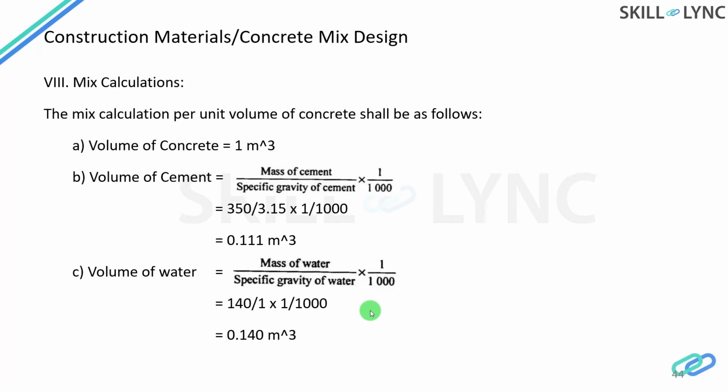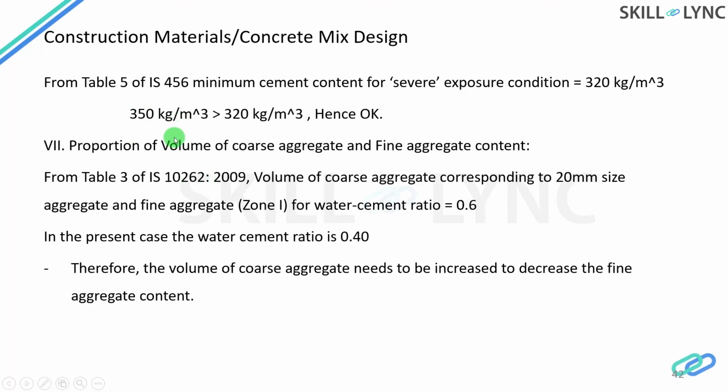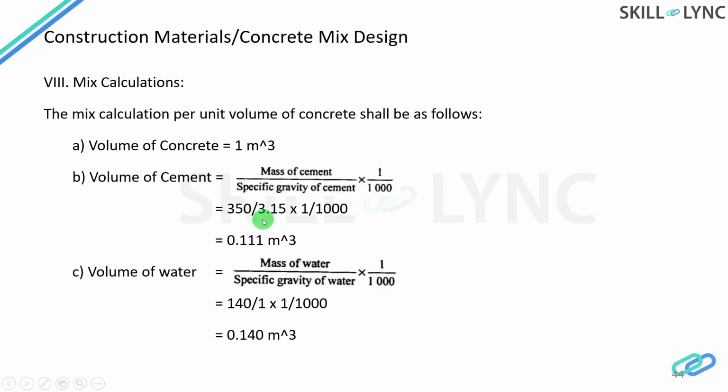So next is the mix calculation. In this calculation, we will be finding out the volume of cement, water, fly ash, chemical admixture, everything per unit volume of concrete. So A value is the volume of concrete, which is 1 meter cube, and volume of cement is equal to mass of cement by specific gravity of cement into 1 by 1000. Here the mass of cement, what we have calculated, is 350. So this is the value which we have considered here, 350 by specific gravity of cement into 1 by 1000. So we arrive at 0.111 meter cube.